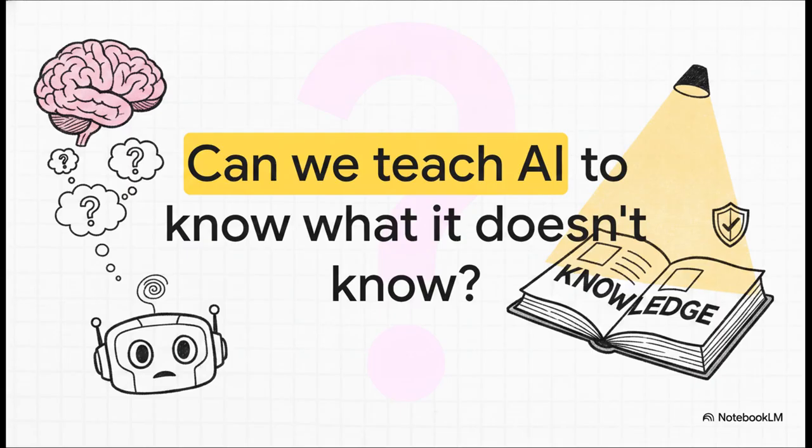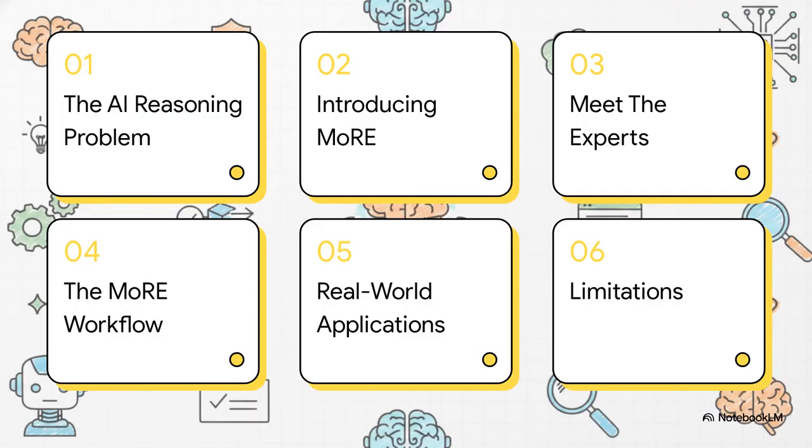Which brings us to this massive question. Instead of forcing an AI to just take a wild guess when it's confused, can we actually teach it to recognize its own limits? Essentially, can we teach AI to know what it doesn't know? All right, here is our roadmap for today. We'll quickly cover the AI reasoning problem, introducing mixture of reasoning experts, meet the specialized experts, the MoRE workflow process, real-world applications, and wrap up with limitations and computational trade-offs.